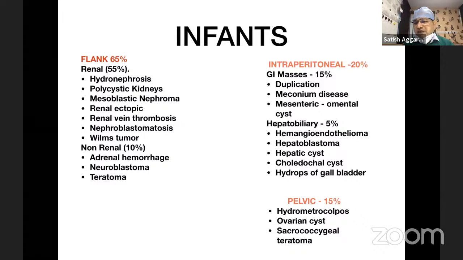And then the pelvic masses. 15% of such masses are in the pelvis. Most common of them, either an ovarian cyst in a female or hydrometrocolpos because of a blocked vagina, or a sacrococcygeal tumor, teratoma, and pelvic neuroblastomas also fall in this category.